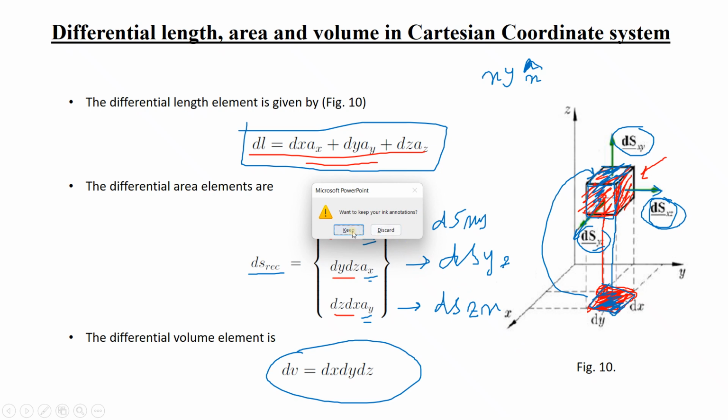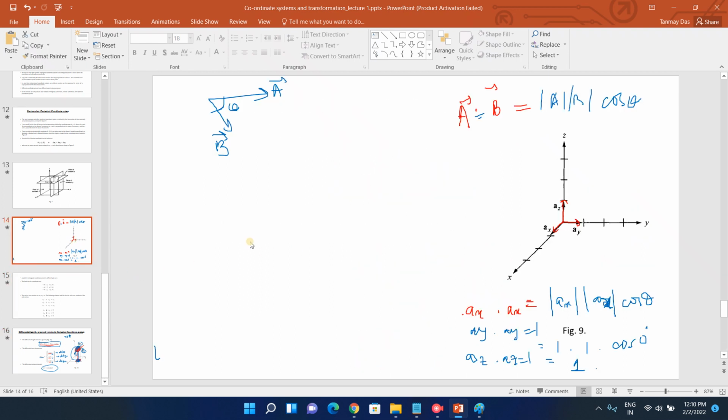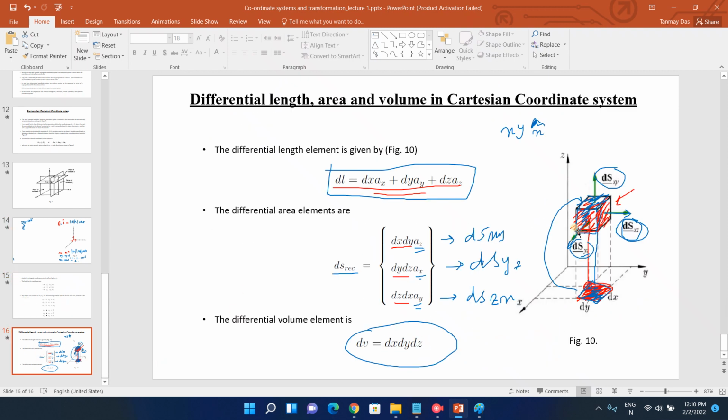Understood? Did you get this point? Yes, sir. Students, if you have a question, you can ask. Did you understand that? I think this is quite easy, because the dot product and cross product relationships between the unit vectors are quite easy.